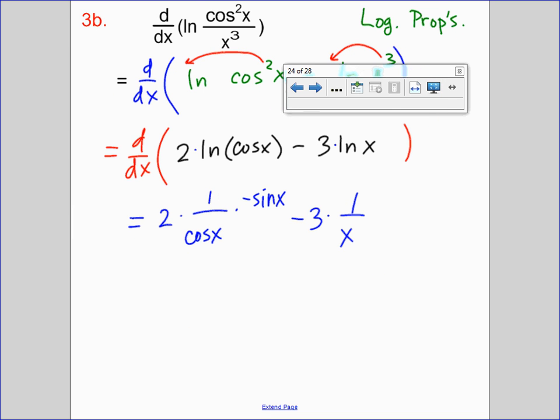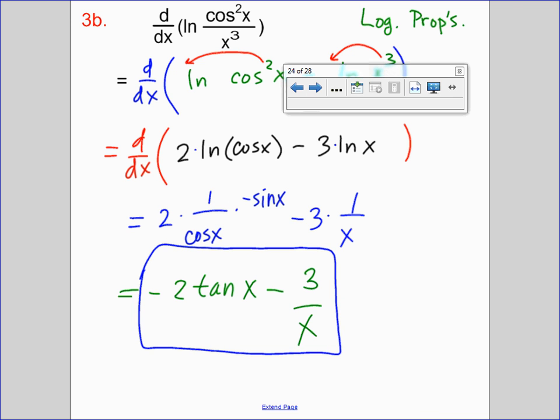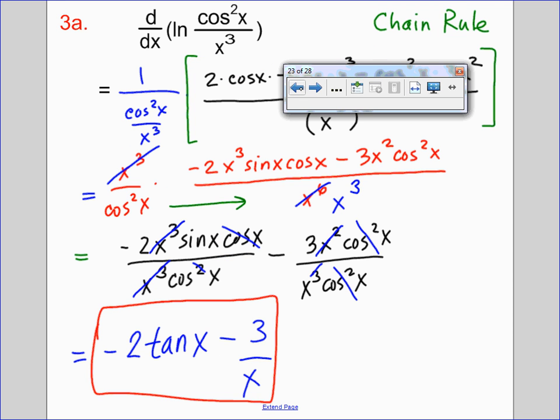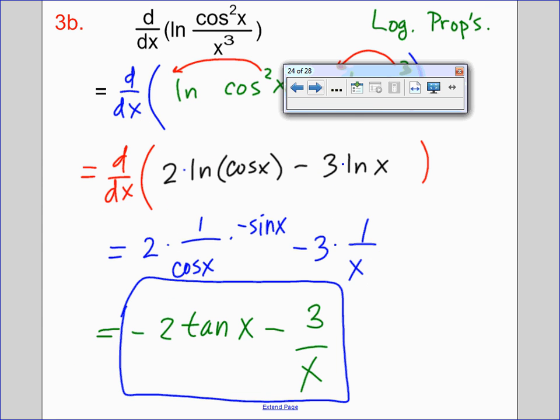How come? Well, now you guys see it. Negative sine over cosine is negative tangent, times 2 is negative 2 tangent of x. Minus 3 times 1 over x is minus 3 over x. Are you guys ready for survey says? Well, it's right on your paper because you got A and B. Negative 2 tangent x minus 3 over x.